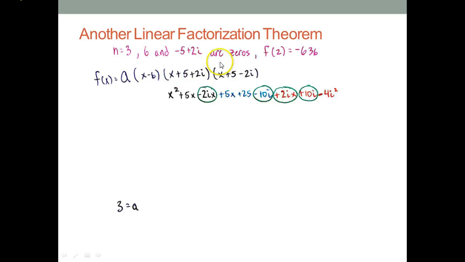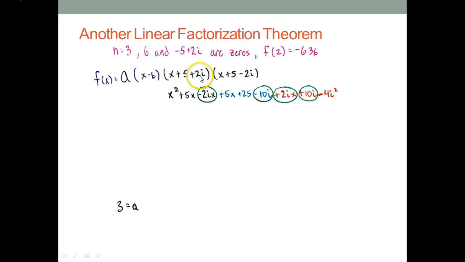All right, x times x in black is x squared. X times 5 is going to give me 5x. X times negative 2i will give me negative 2ix. Okay, let's go to the 5. So 5 times x will give me 5x. 5 times 5 will give me 25. 5 times negative 2i will give me negative 10i. All right, that's the middle term.